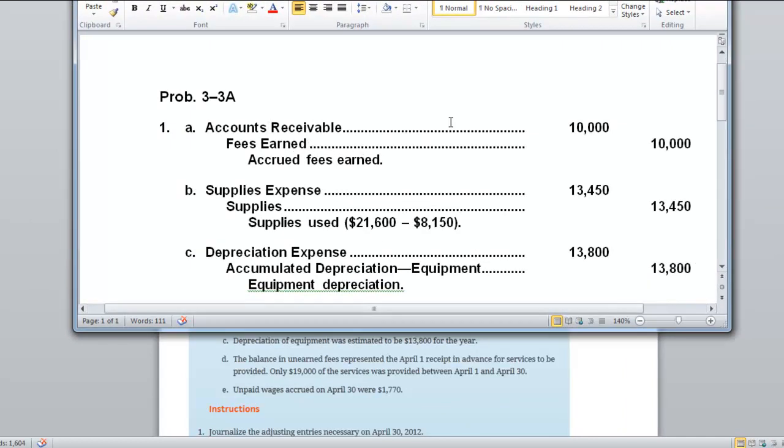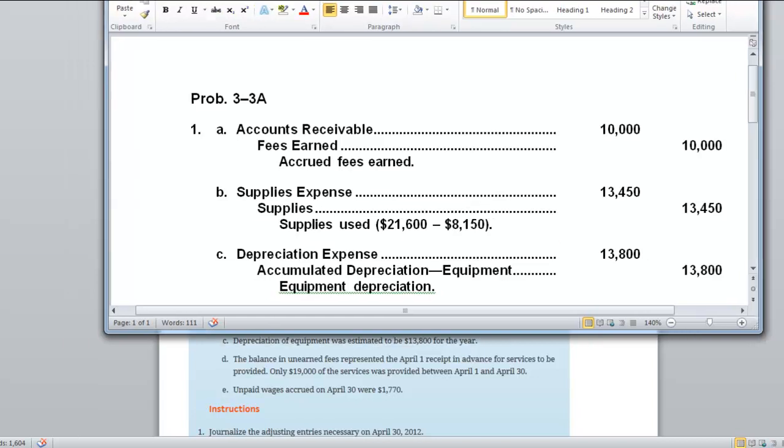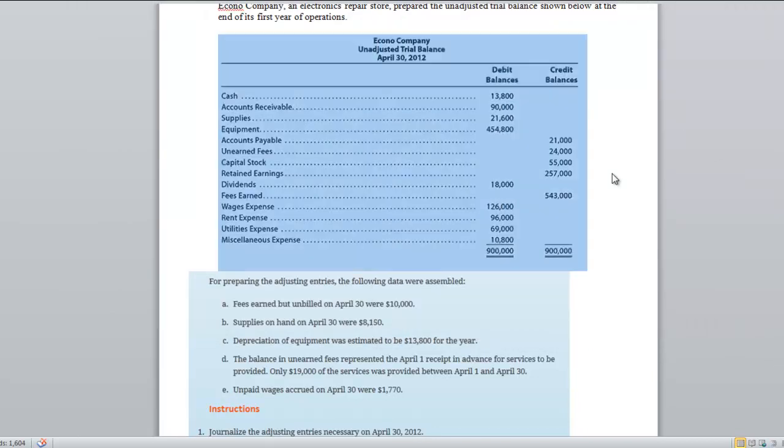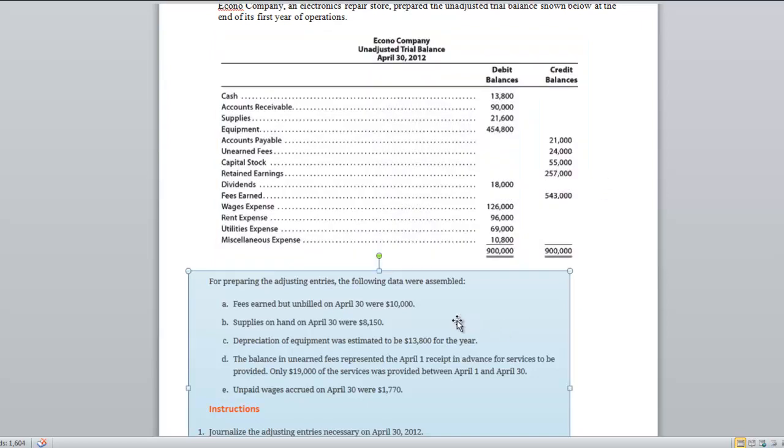Okay, so now we're not going to debit cash because we didn't actually receive the cash. We received the fees, right? I'm sorry, we earned the fees. And instead of receiving cash, we have essentially a promise from them to pay us, like an IOU, right? Okay, so once again, let's take a look down here.